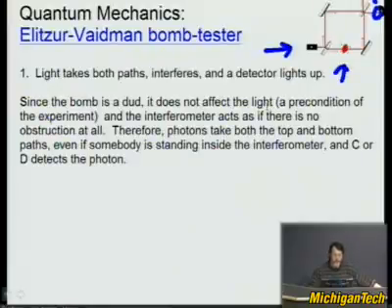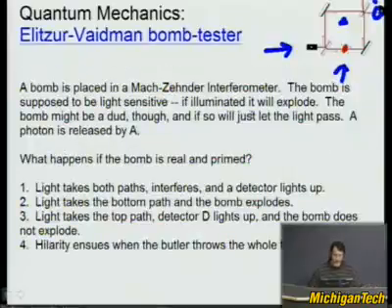Since the bomb is a dud, it does not affect the light path, a precondition of the experiment, and the interferometer acts as if there is no obstruction at all. Therefore, photons take both the top and the bottom paths, and even if somebody's standing inside the interferometer right here, they can take both paths, and either C or D will detect the photon depending on which one gets the constructive interference and which one gets the destructive one. Okay, so continuing on.